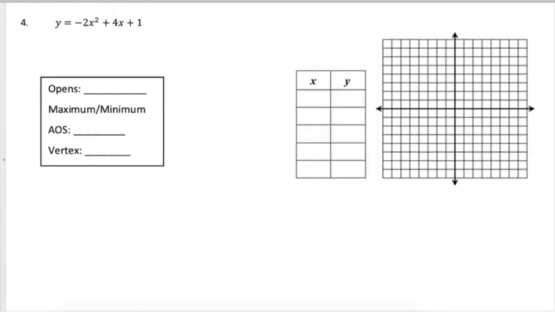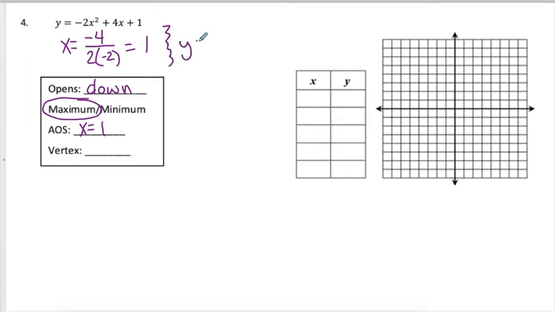All right, on number 4, we have y equals negative 2x squared plus 4x plus 1. All right, so now I have a negative 2, so that's going to open down again, giving me a maximum. Axis of symmetry, excuse me, opposite of b, so negative 4 over 2 times a. Negative 4 divided by negative 4 is 1, so we get an axis of symmetry of x equals 1. Plug in to find y. Negative 2, there's an x, put it in parentheses. Plus 4, put in an x in parentheses, plus 1.